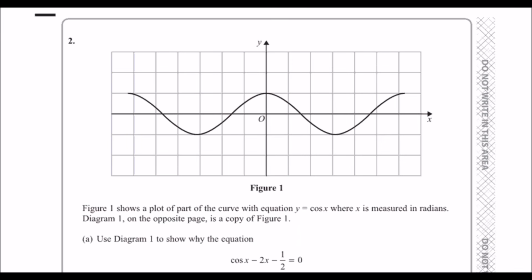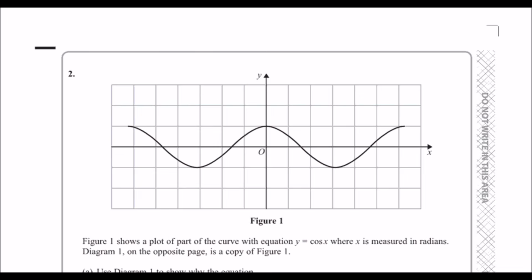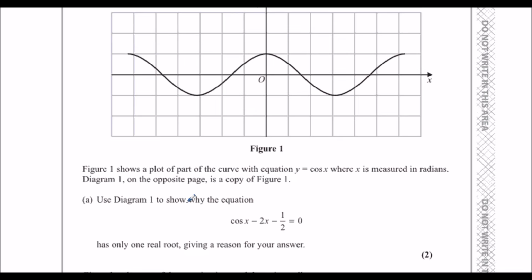Question 2. So we've got figure 1, and it shows a plot of part of the curve with equation y equals cos x. So we've got the graph of cos x here. X is measured in radians, and on the opposite page is a copy of figure 1. So if you've got the exam paper, you'll see the same graph in diagram 1. Use diagram 1 to show why the equation cos x minus 2x minus a half equals 0 has only one real root, giving a reason for your answer.